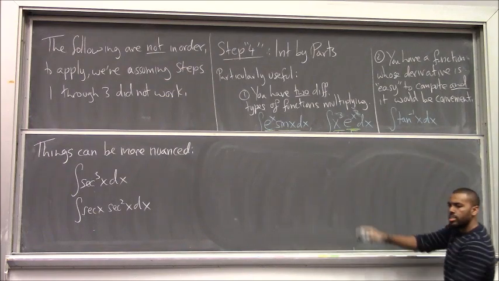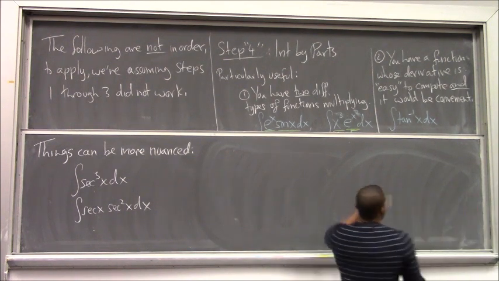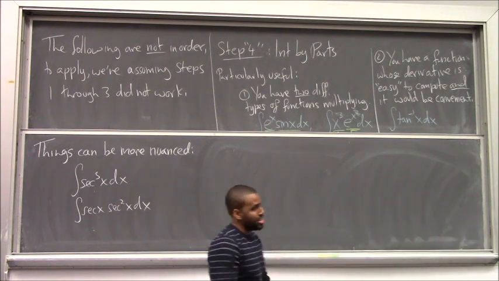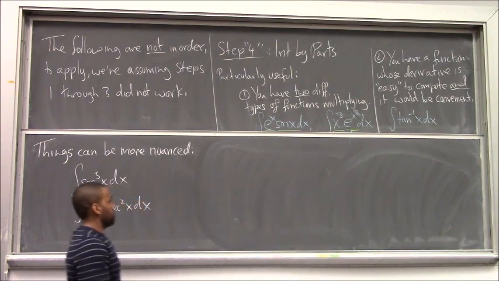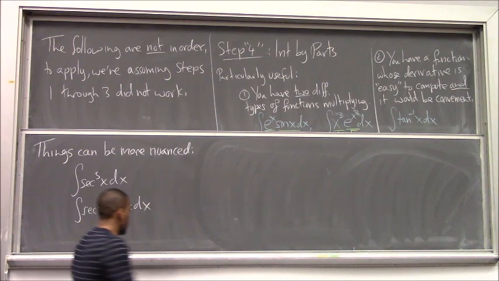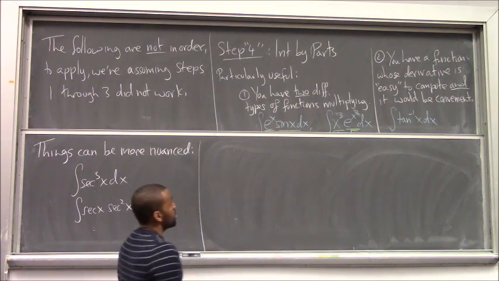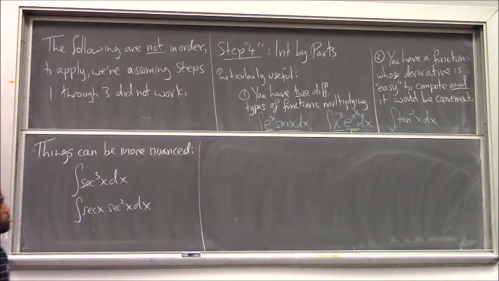Hey, I have 2 different kinds of functions multiplying each other. Maybe an int by parts will work. Or, you know what, I'd rather the derivative of this guy I'm looking at than the integral of the guy I'm looking at. Maybe an integration by parts is going to work. Otherwise, it takes a little bit of ingenuity, and so that's where an int by parts could be the way to go.